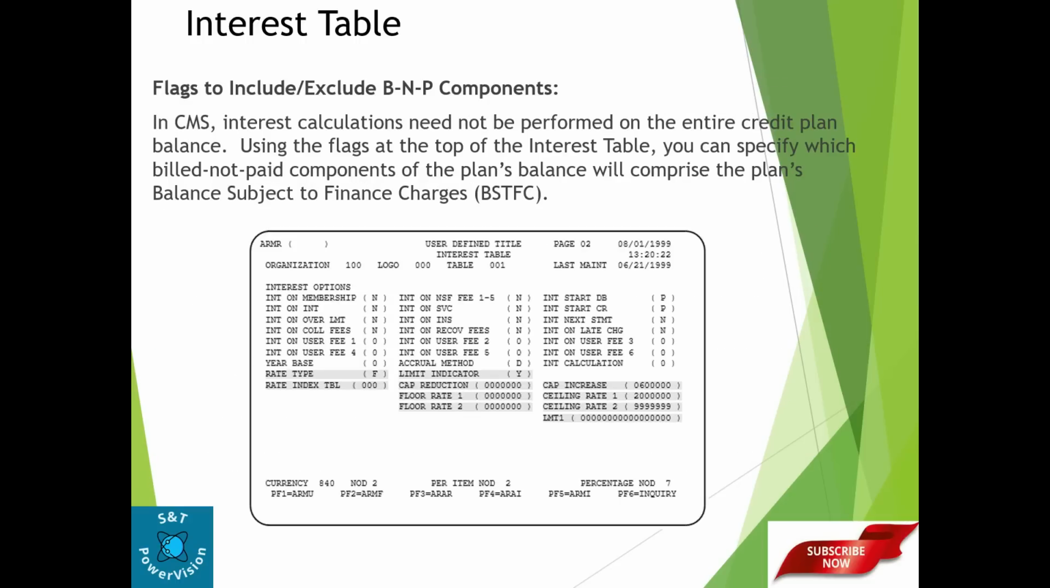Now here we'll talk about the flags to include BNP components, meaning what components are used as part of the interest calculation here. In CMS, interest calculation need not be performed on the entire credit plan balance here. Using the flag at the top of the interest table, we can specify which bill not paid component of the plan's balance will comprise the plan's BST-FC here. So just an example, suppose interest on SPV we want to calculate as part of BST-FC here.